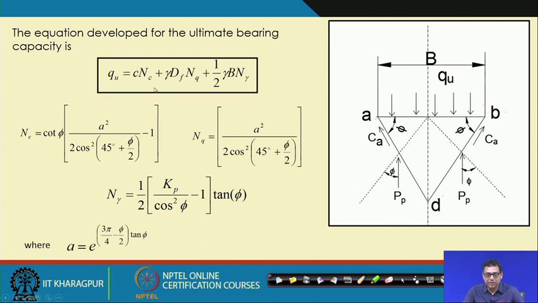Now, from this equation, if I know the unit weight of the soil, if I know the strength parameters, that is c and phi, then if I put these values, if I know the depth of foundation and the width of foundation, that means if I know the width of foundation, depth of foundation, strength parameters and unit weight of the soil, then we can determine what will be the ultimate bearing capacity of the soil or foundation.